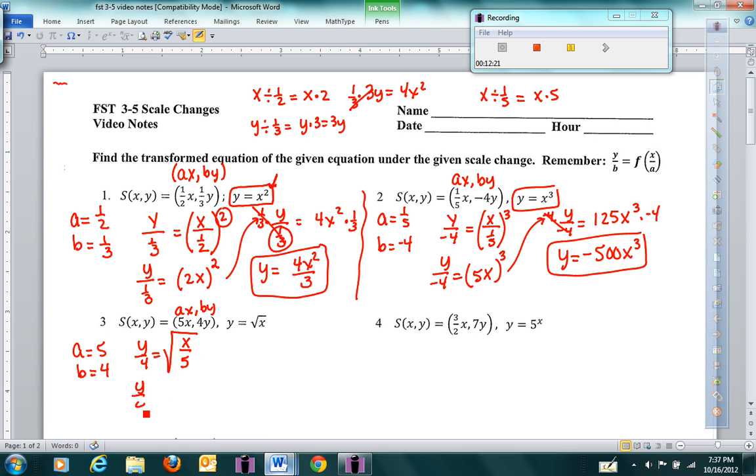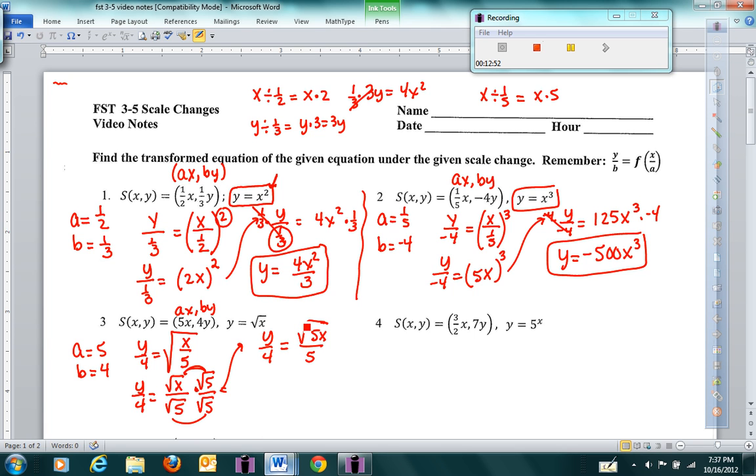Let's just leave the y divided by 4 over here and split this apart. We'll have the square root of x over the square root of 5. And then do you remember what you need to do? You need to rationalize the denominator. So we're going to multiply numerator and denominator by square root of 5. So we're going to wind up with y divided by 4 equals, we can multiply these together, so the square root of 5x, and then the square root of 5 times the square root of 5 is 5.